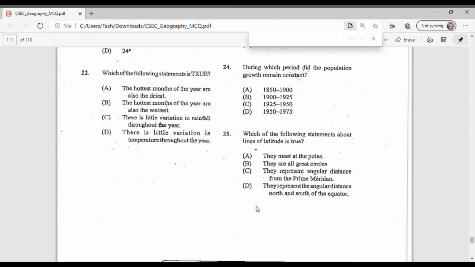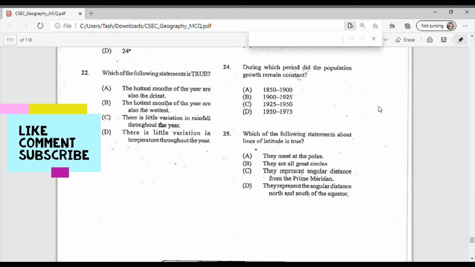Number 25, which of the following statements about lines of latitude is true? So we have to look through them to see which one is correct. A, they meet at the poles? No, because lines of latitude are actually going across. Remember, these are the ones that would be going around. That is latitude, so just lateral, so it's going across east to west. So no, they don't meet at the poles.